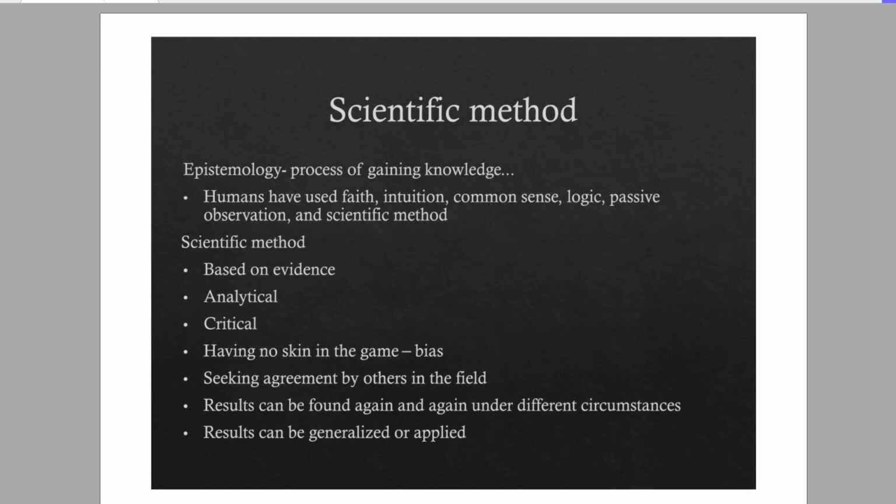And then peer agreement, so seeking agreement by other people in the same field, that's part of the scientific method as well. So we have things like your peers comment on your research and give you advice on what to do next or how to improve it. And we want these results, again, to be found again and again and under different circumstances. And we want the results to be generalized to the real world or applied in some way to the real world. Otherwise, what's the point of doing the research?